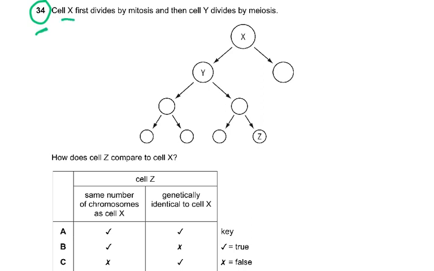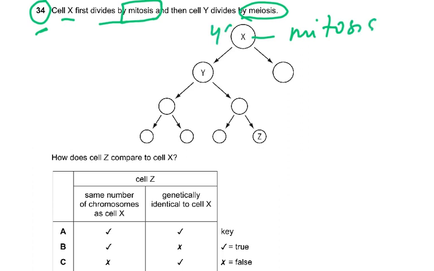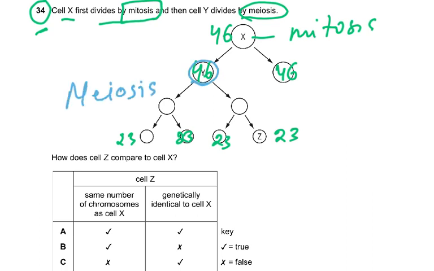Another question, cell X first divides by mitosis and then cell Y divides by meiosis. So cell X divides by mitosis. Say it had 46 chromosomes, then these will also have 46 chromosomes. But then it says cell Y divides by meiosis. So then this will have 23, because meiosis results in 4 cells and all will have 23. Meiosis has two divisions, 46 to 23, 23, and then all of them will be 23. Well, actually because DNA replicates, 46 chromosomes will be 92 chromatids, and then it will be 46, 46 in each.